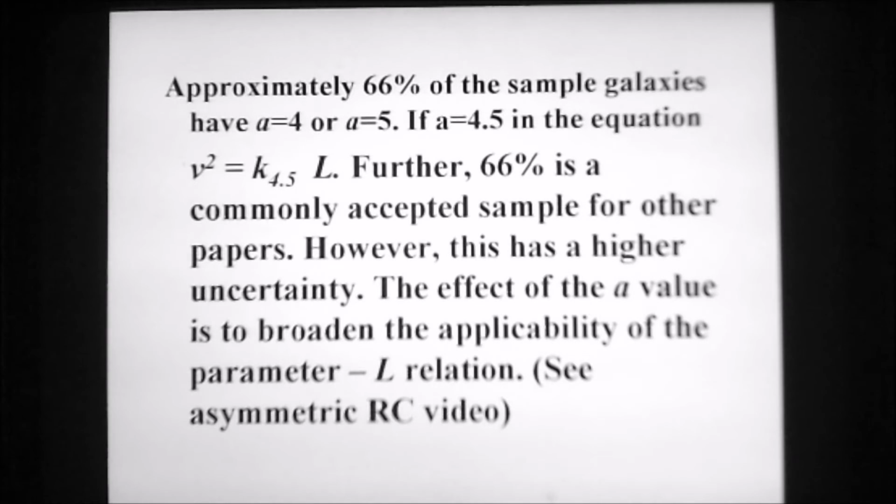Approximately 66% of the sample galaxies have A = 4 or A = 5. If we take A = 4.5, then the equation reduces to, as you see, just one constant being proportional to v squared. Further, 66% is a commonly accepted sample for other papers. However, this has a higher uncertainty. The effect of the A value is to broaden the applicability of the parameter to L relation. See the asymmetric RC video.